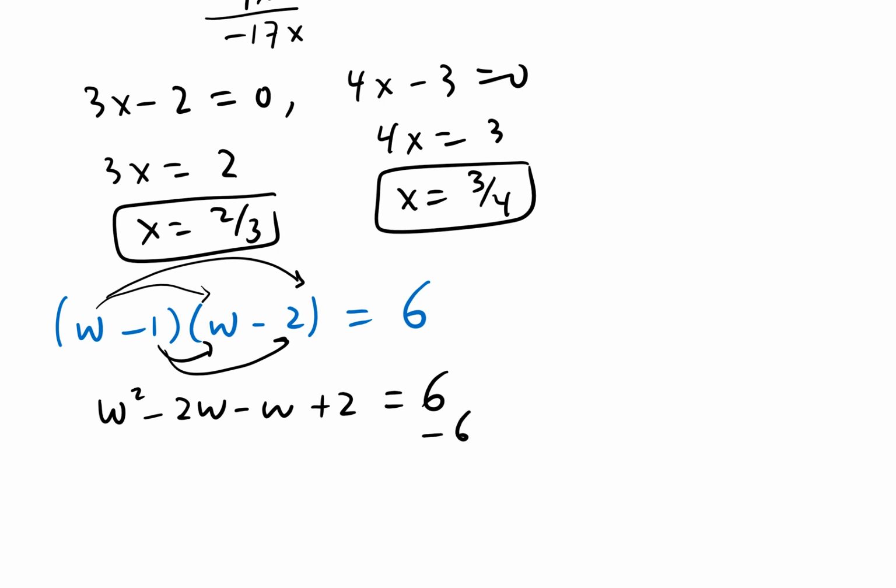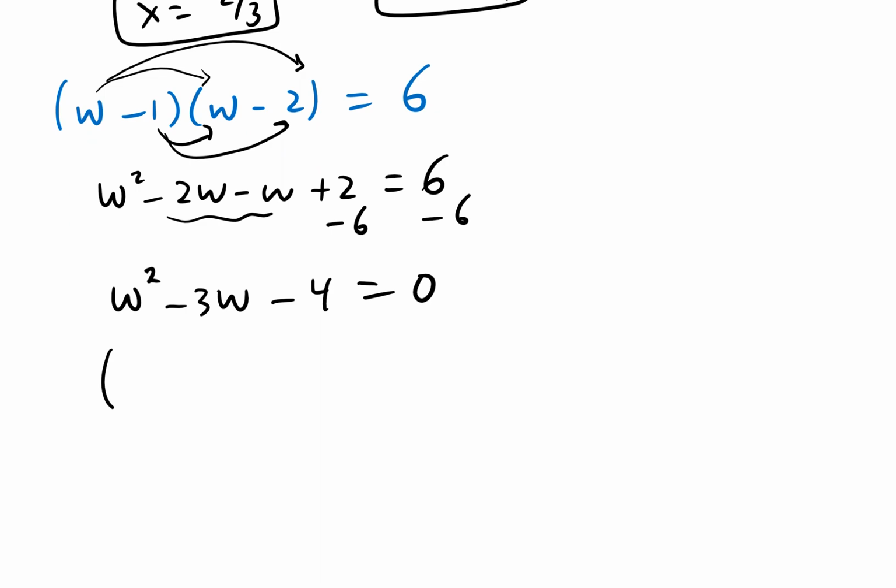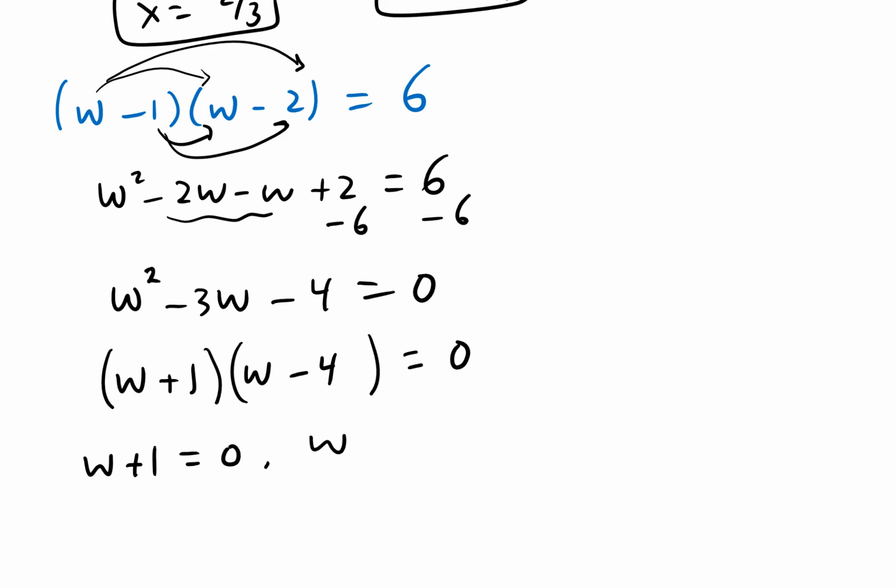So you can subtract 6 on both sides. So you get W squared, these together, minus 3W minus 4 equals 0. Then we factor this out. (W minus 4)(W plus 1). Right? And you can test it out. So now we set each factor equal to 0. W equals negative 1, W equals 4.